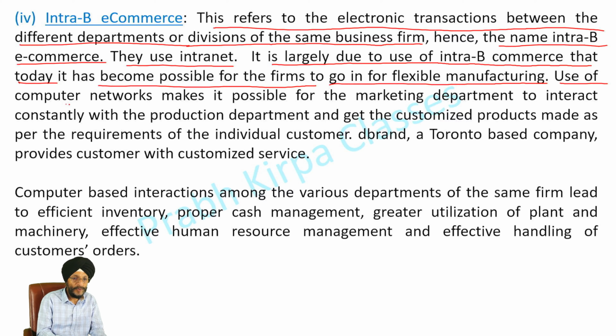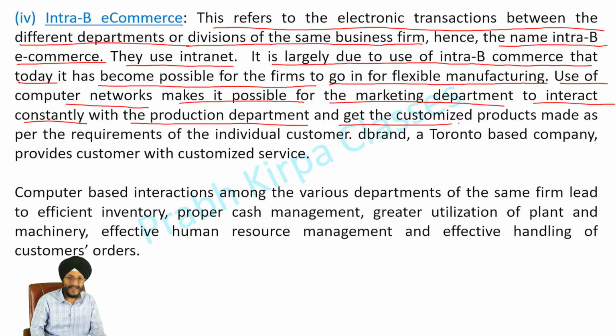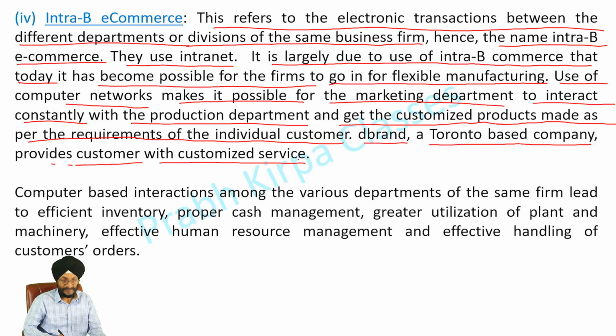Use of computer networks makes it possible for the marketing department to interact constantly with the production department and get the customized products made as per the requirements of the individual customer. D-Brand, a Toronto-based company, provides customers with customized service.